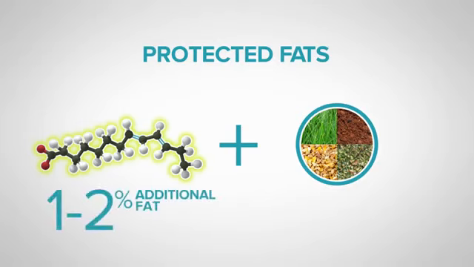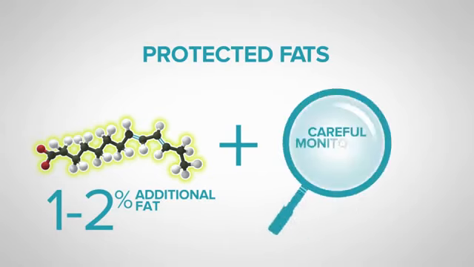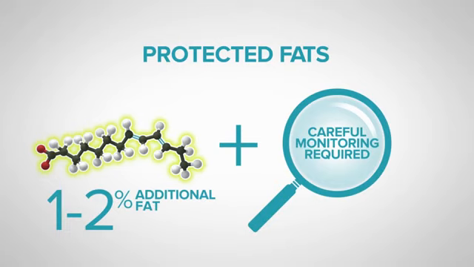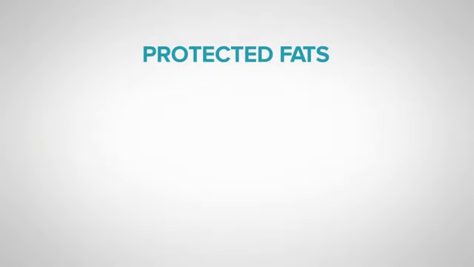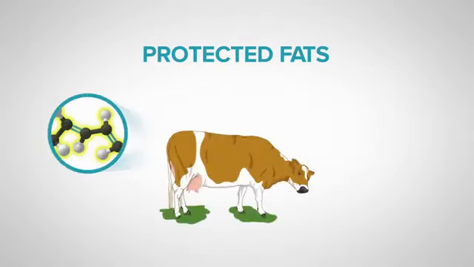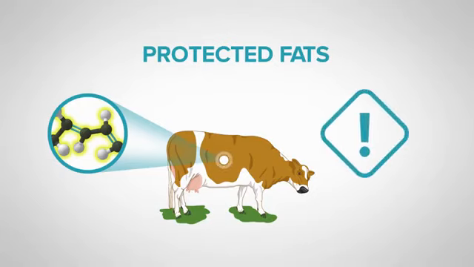However, we are only talking 1 to 2% additional fat in the diet, and careful monitoring is still required, as even protected fat can reduce dry matter intake and negatively affect performance. The other use of protected fats is that they can be used to deliver specific fatty acids to the cow to elicit a particular response.